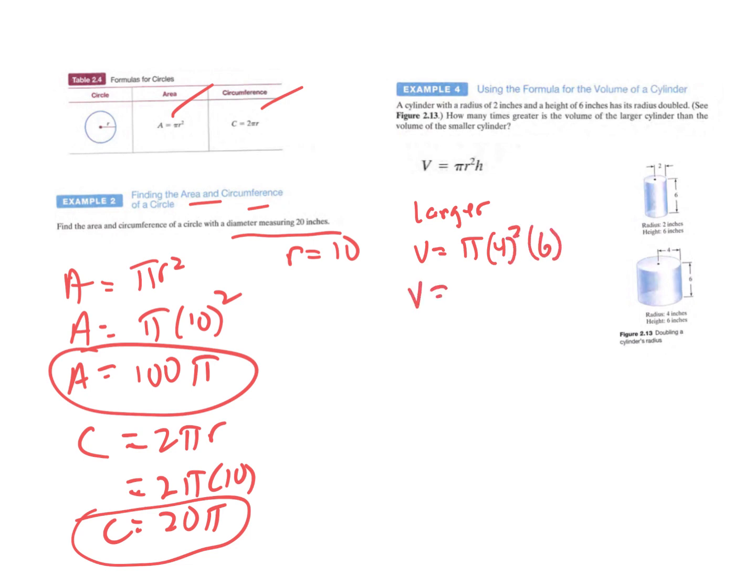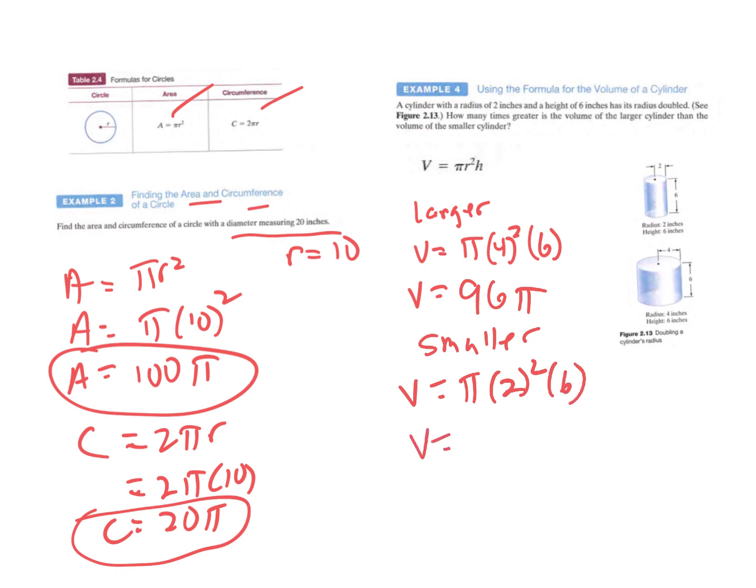If we compute that, that's 16 times 6. So if we do the multiplication of 4 squared, which is 16, times 6, we're going to get 96 pi. So the larger cylinder has 96 pi for a volume. Now let's do the smaller one so we can compare. For the smaller one, the height is 6, but the radius is only 2. So I'm going to put the 2 in for the radius, and I'll put my 6 in for the height. When I do the math, 4 times 6 is 24 pi.